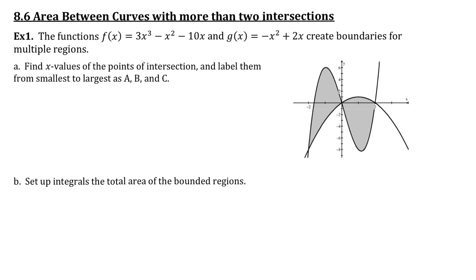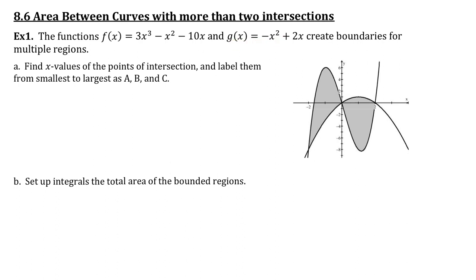8.6 area between curves with more than two intersections. So let's look at this graph to see what they mean. Okay, so the functions f of x equals 3x to the third minus x squared minus 10x, and g of x equals negative x squared plus 2x create boundaries for multiple regions. This is the graph over here.